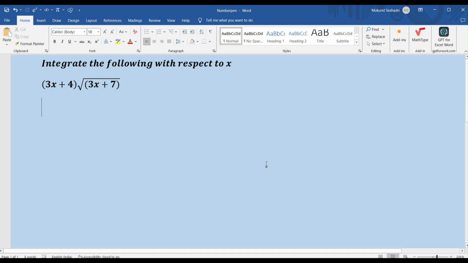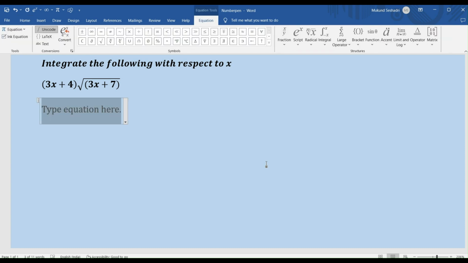So there we have the problem on the screen. Integrate the following with respect to x. We have 3x plus 4 times square root of 3x plus 7, right? So what we've been given is dy by dx and we've been asked to find y.